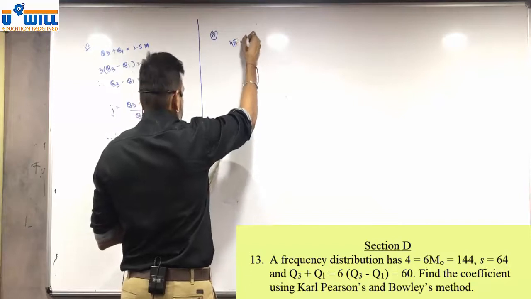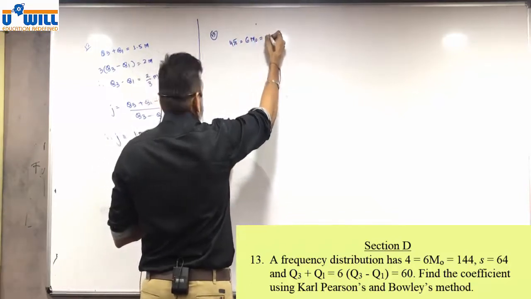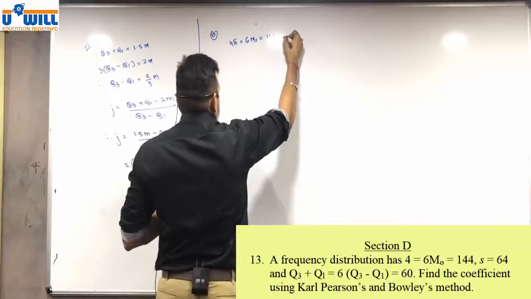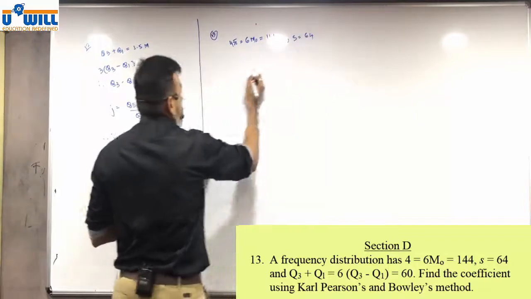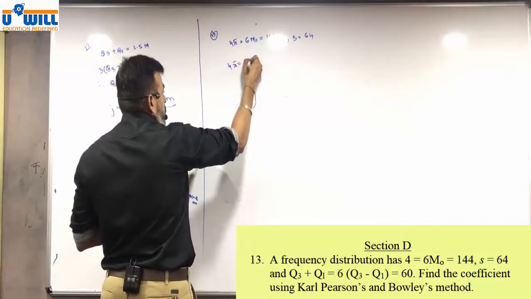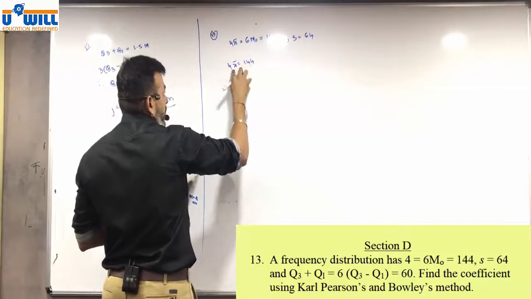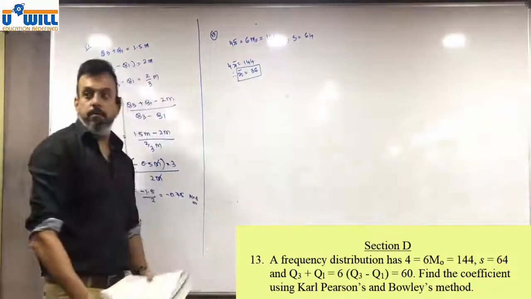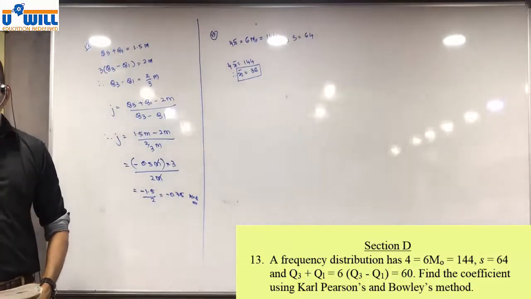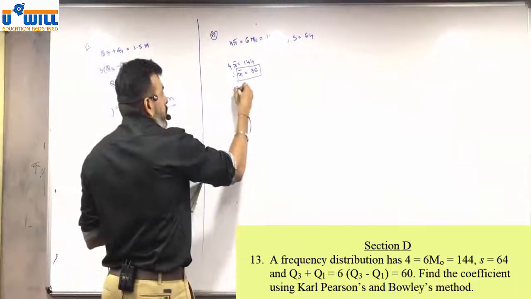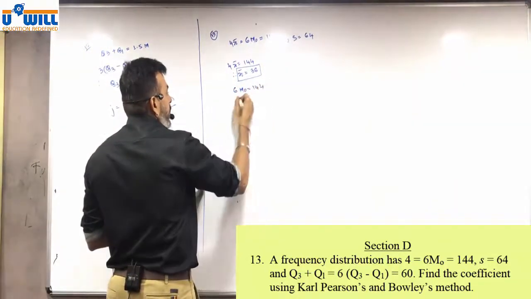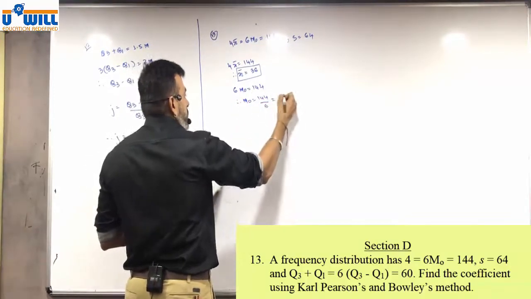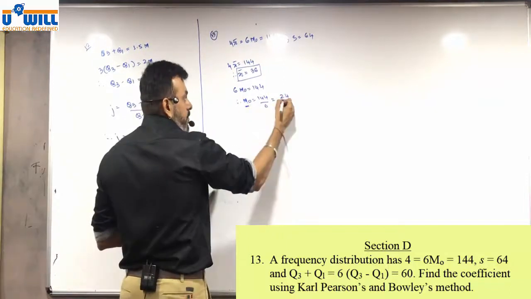4 x bar, mean, is equal to 6 mode. 6 times mode is equal to 144. First let's solve this. And standard deviation is 64. Now 4 x bar is equal to 144. Therefore x bar is equal to 36. You all found out how the mean was found. Now 6 mode is also equal to 144. Therefore mode is equal to 144 divided by 6, which is 24. So we got the mode.